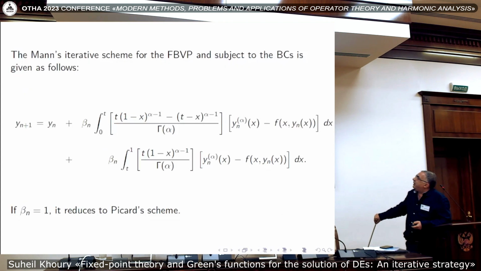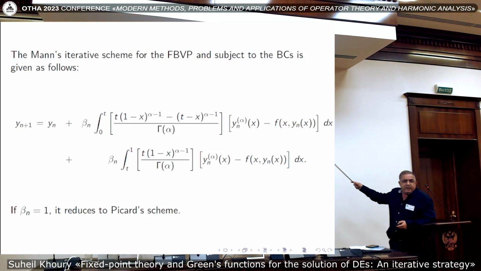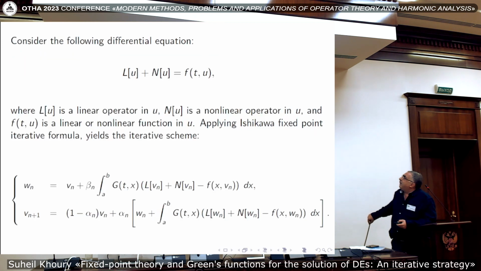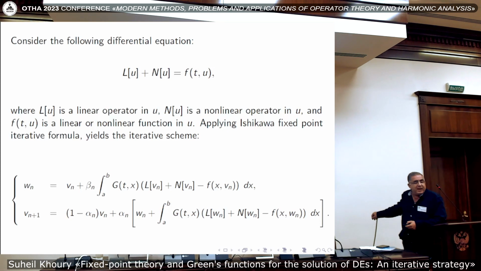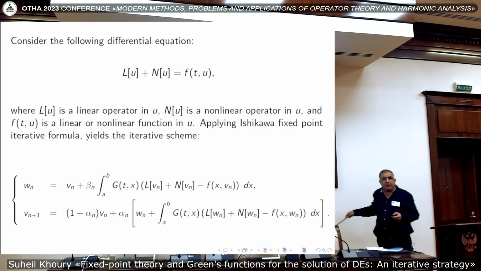By the way, if you want to look at the Mann iteration for this class of fractional boundary value problem, it looks like this. Now, we have a publication with one of our students and my colleague. We used the Ishikawa fixed point iteration. Sometimes Picard does not work, Mann does not work, but Ishikawa works. It's two steps, an implicit one.